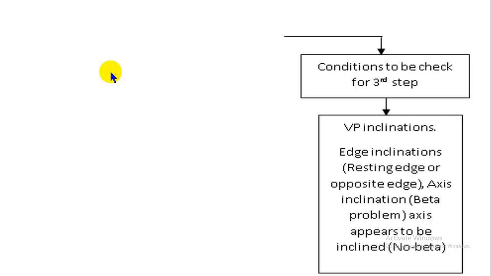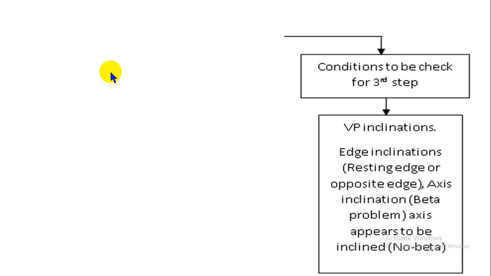In those cases we need to find the beta angle. But if they directly give that the axis appears to be inclined to VP, in those cases we need not find the beta angle. These are the two conditions we have to check while reading the question.